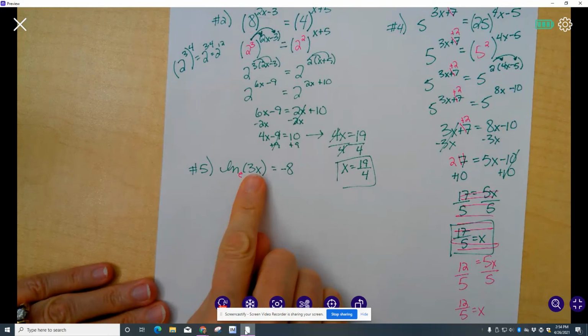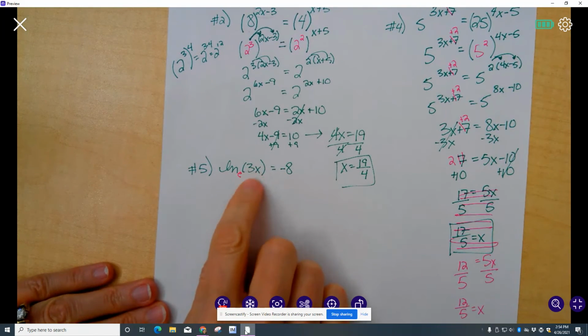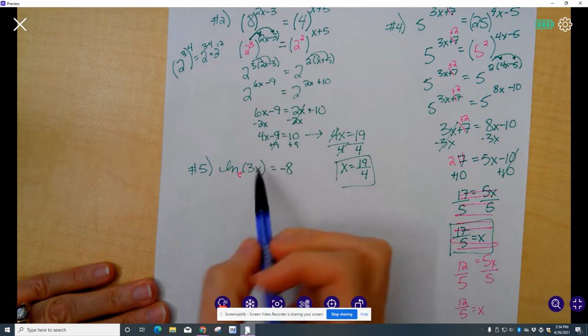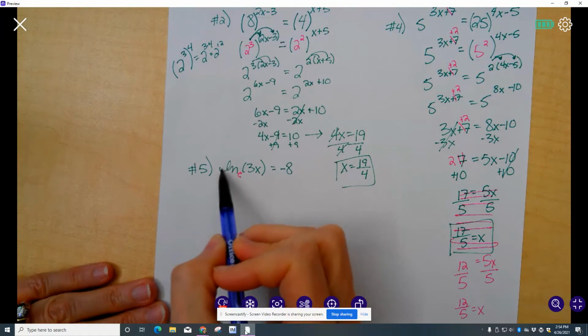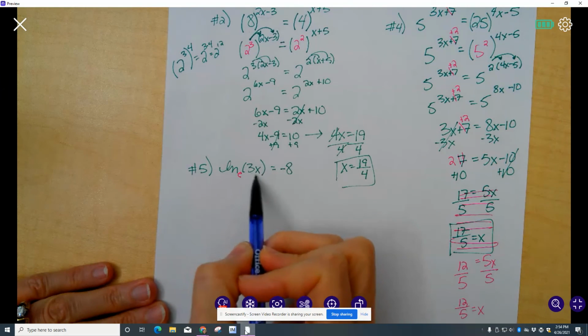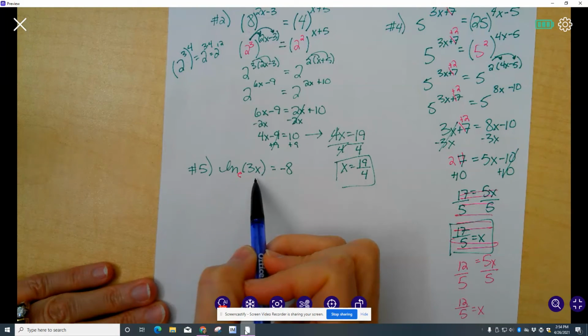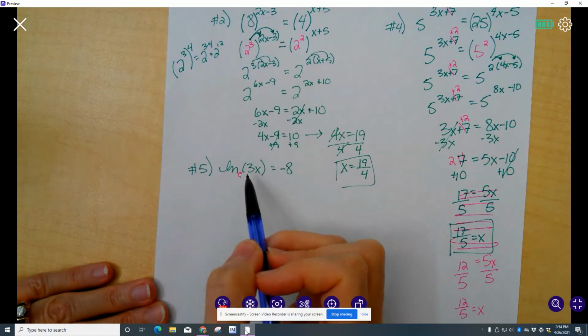So to solve logs, if your x is trapped inside your log, right? I like to say, oh, my x is trapped inside my log. So I need to get rid of this log so I can free my x or bust my x out. The way you do that is you rewrite this as an exponential.